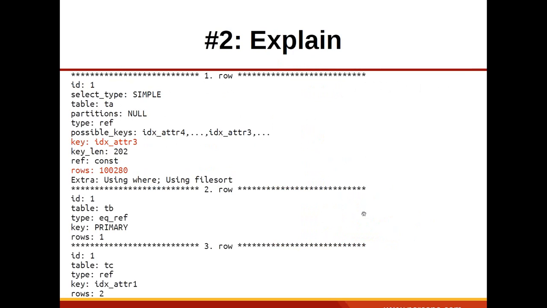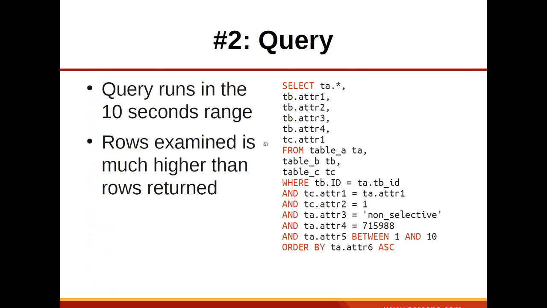Let's take a look at explain. On table B, the type for the data access is eq_ref. On table C, it's ref, but table A is the issue itself, and it is using an index on attribute3. And if we check table A.attribute3, it says non-selective, so I got some hint in this query itself that this won't be a good index to use.